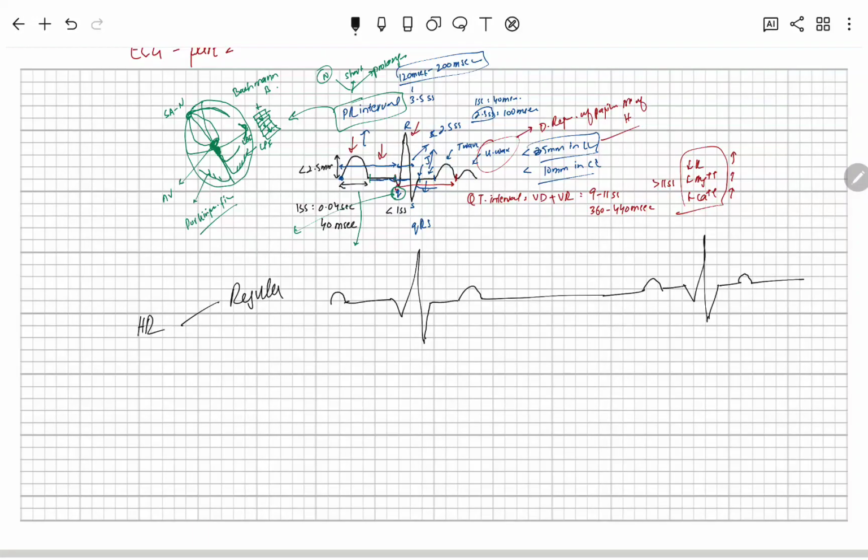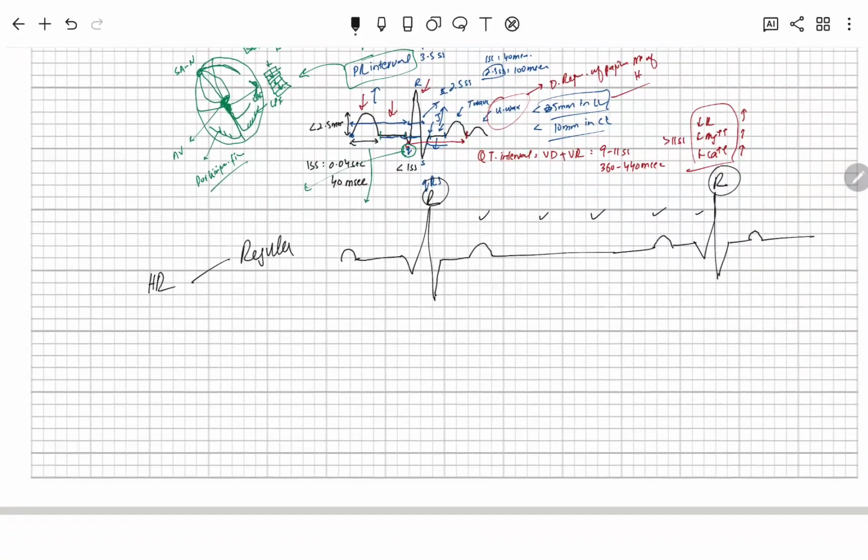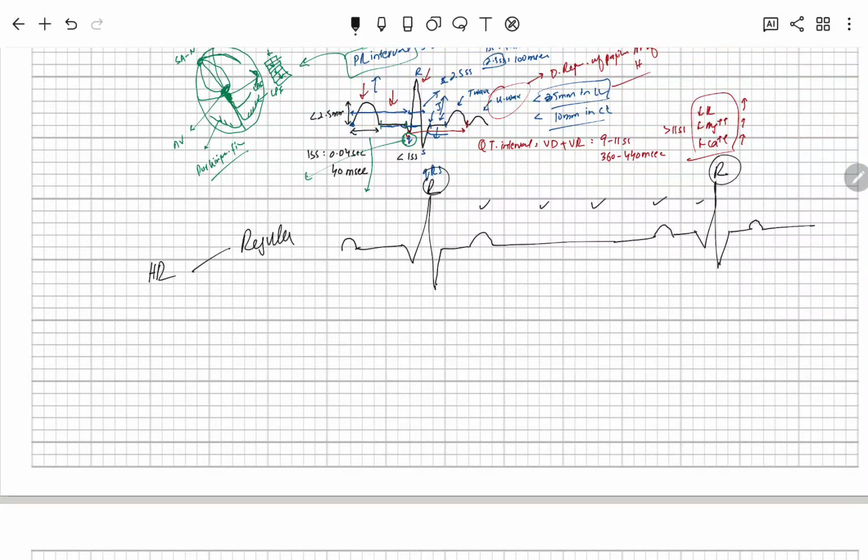If the rhythm is regular, we just need to calculate the number of big squares between two R waves. This is an R wave and this is an R wave. So we're going to calculate the number of big squares. Like here, if we count the big squares, 1, 2, 3, 4, and 5, right? So we need to divide 300 by the number of big squares.